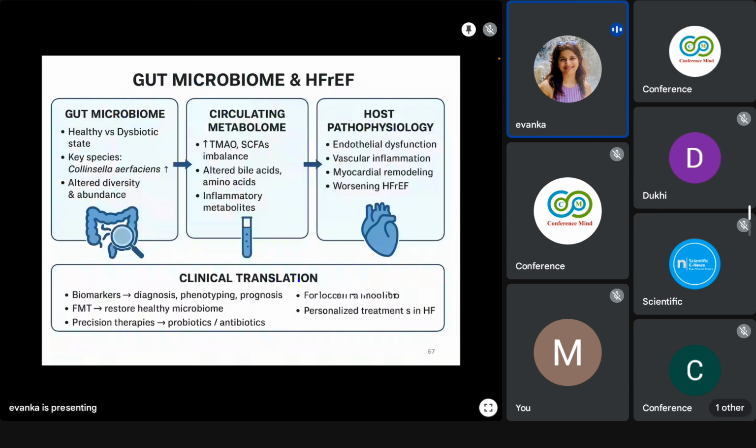Lastly, I would like to talk about the last project we are working on, which is the gut microbiome and heart failure with reduced ejection fraction patients. Here we'll be taking these HFrEF patients and running 16S rRNA sequencing using NGS, and then we look for a few markers like TMAO, which is already known to be a major factor leading to CVD or towards the progression of heart failure. We look at the levels of TMAO along with some short chain fatty acids. Then we'll look for altered bile acids, amino acids, and inflammatory metabolites.